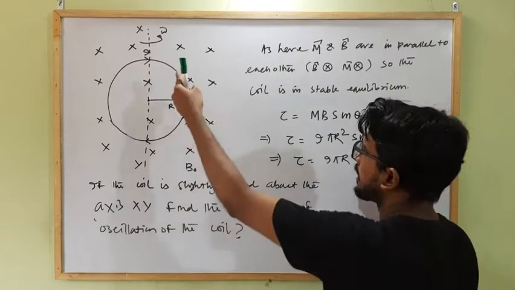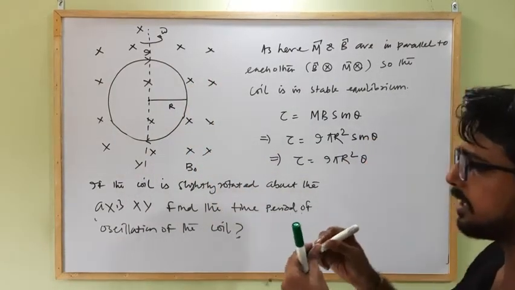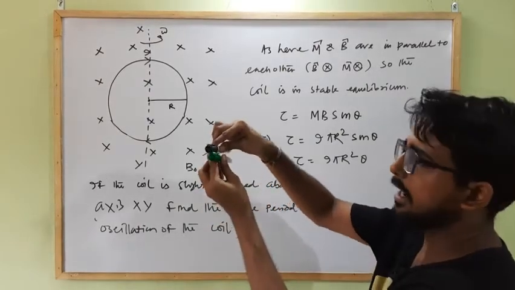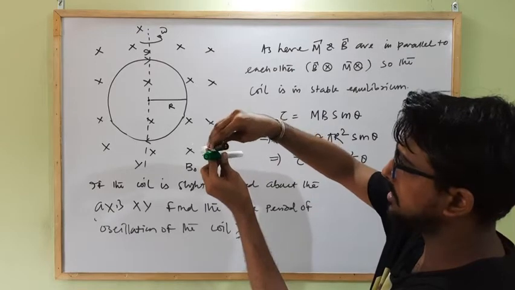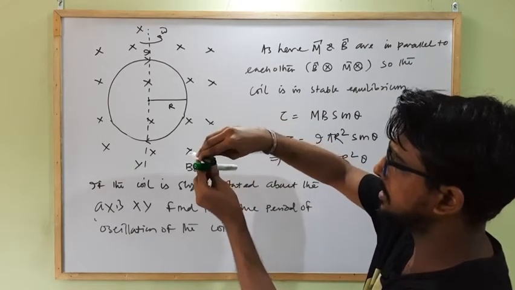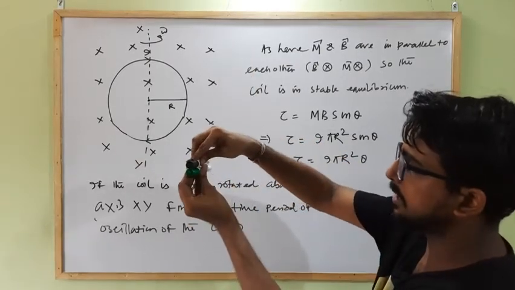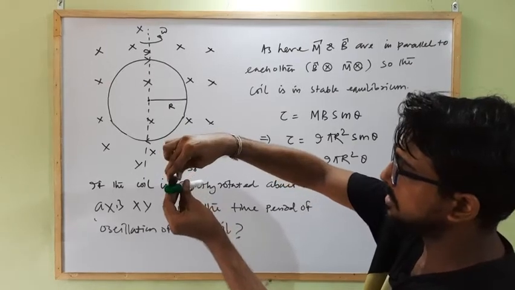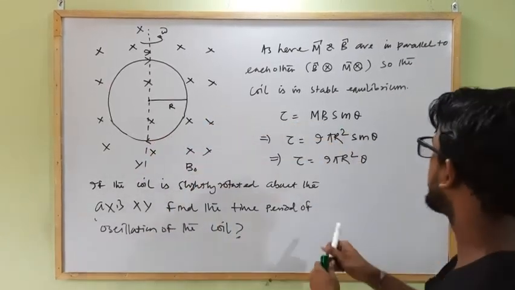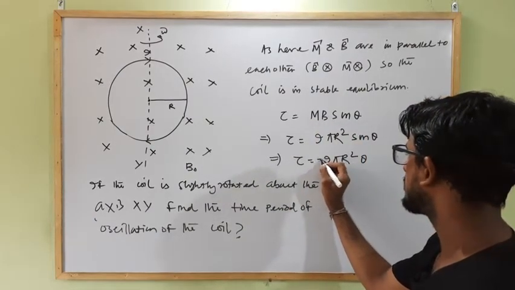For very small angle theta, sin theta can be written as theta, and as shown here both are parallel to each other. I am rotating the coil anticlockwise, so the direction of theta, the angular displacement, is anticlockwise, that means upward. But the torque acting on this coil wants to restore its initial position, which is in the opposite direction, downward. So theta and the torque both are in opposite directions, so there will be a minus symbol here.